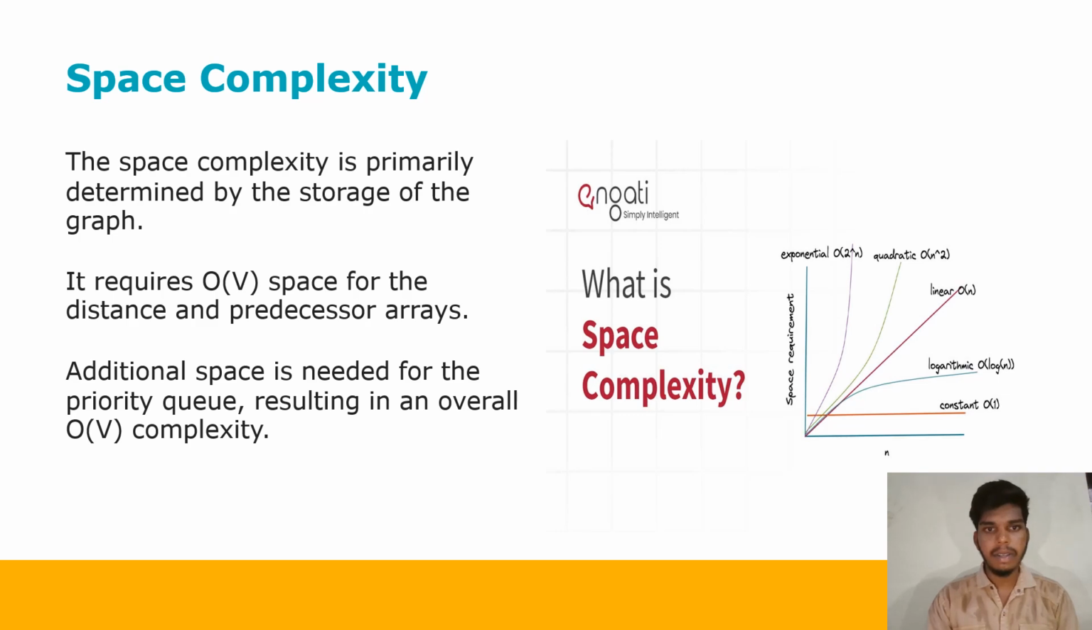Space complexity. The space complexity is primarily determined by the storage of the graph. It requires O(V) space for the distance and predecessor arrays. Additional space is needed for the priority queue, resulting in an overall O(V) complexity.